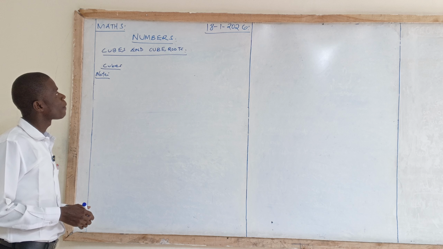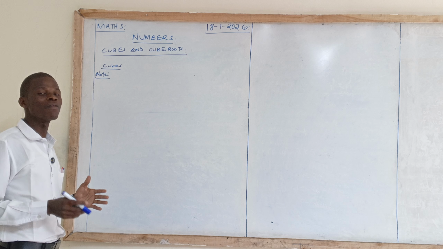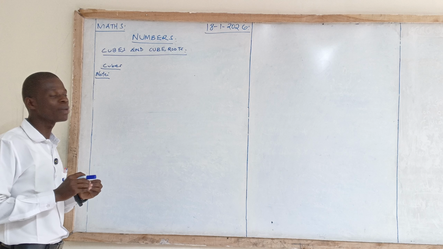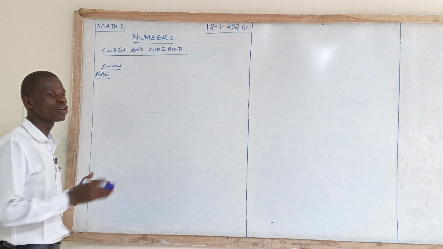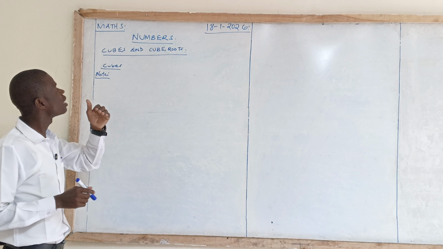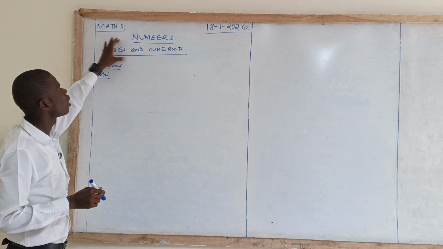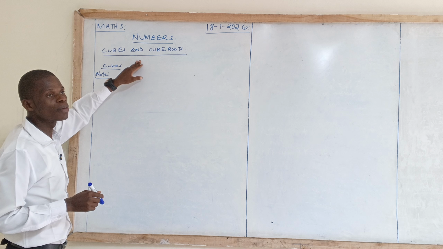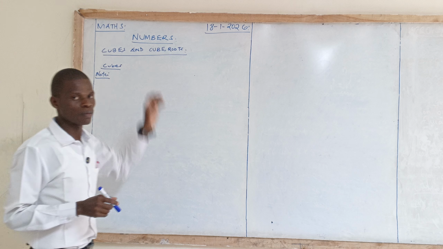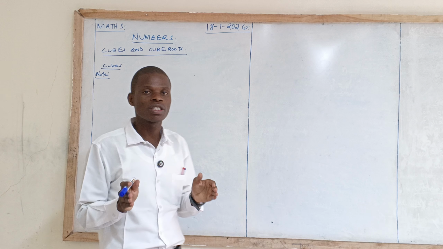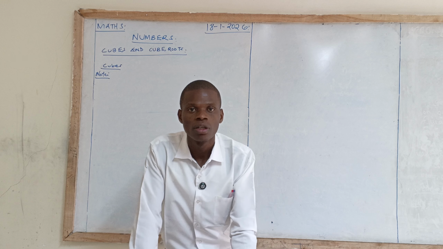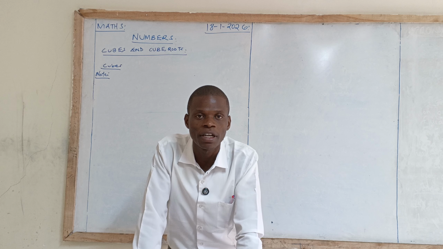Now, after integers, we have dealt with integers fully, and there's nothing remaining on integers that we need to look at, unless you have your question. So, still in the same topic, numbers, we have cubes and cube roots. Under cubes and cube roots, we have cubes. You can be asking yourself, what is a cube of a number?